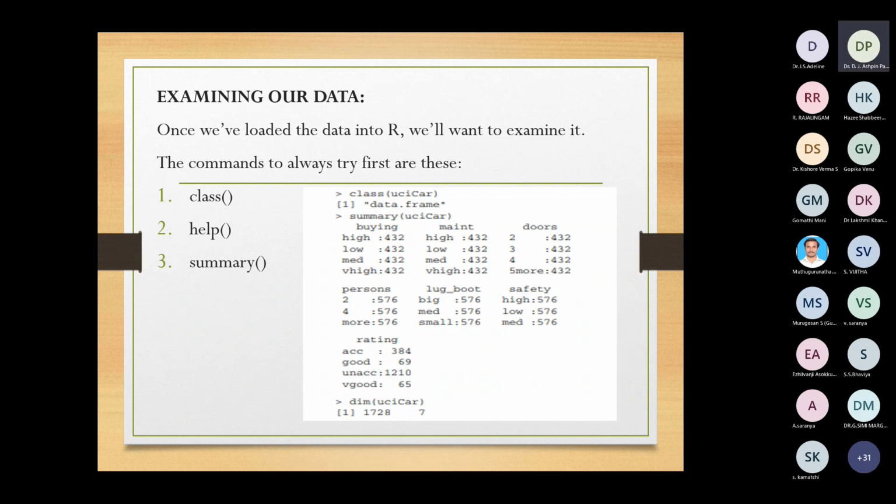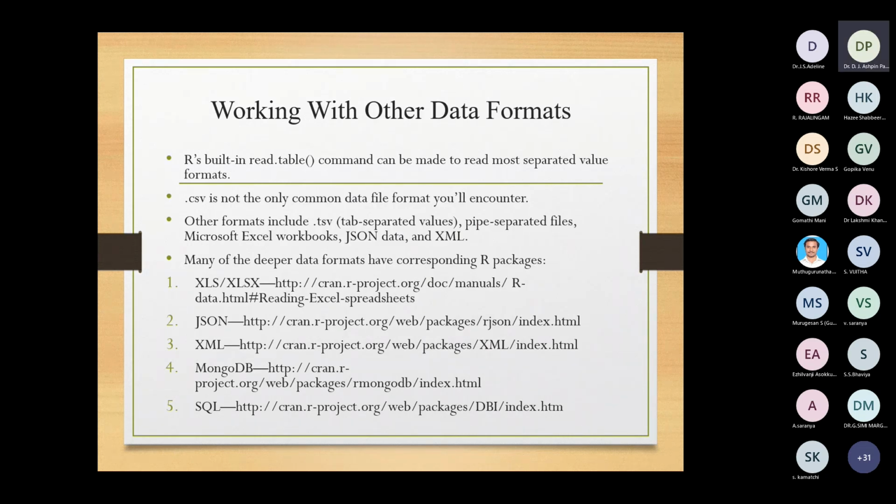Here you see each car in the data set was declared. If you see persons 2, you can see that 576 two-seater cars are there in the data set. Like that, we can explore the data. We can examine the data. And it's working with other data formats.